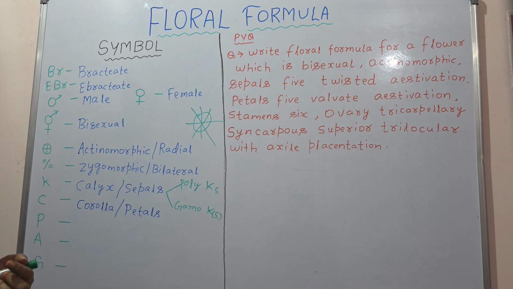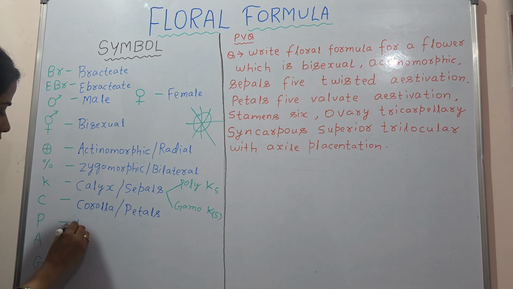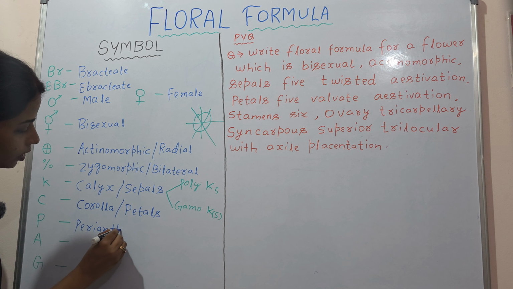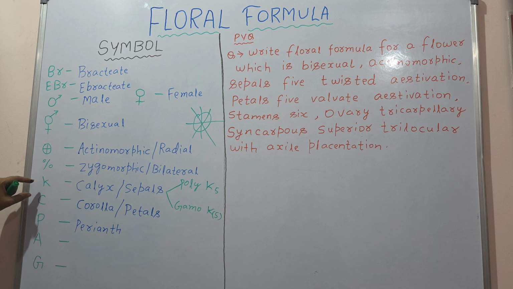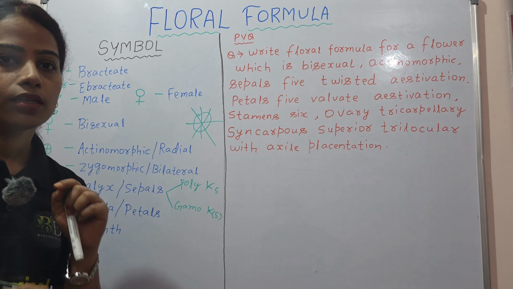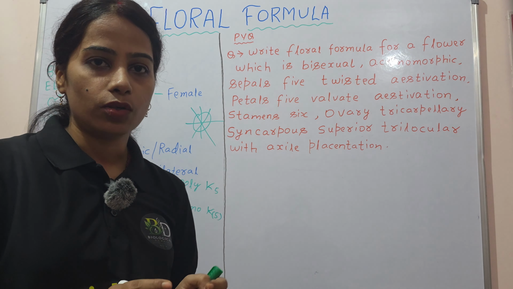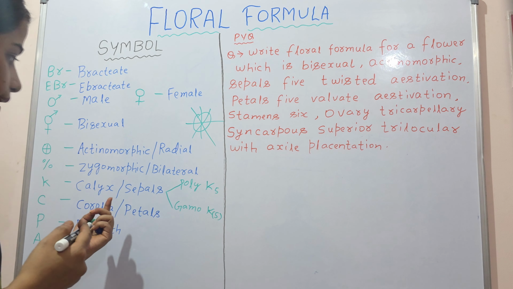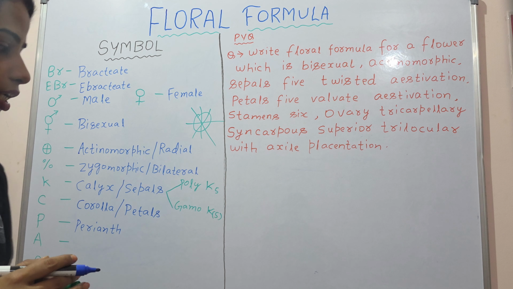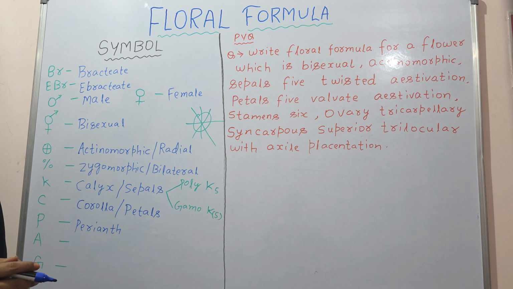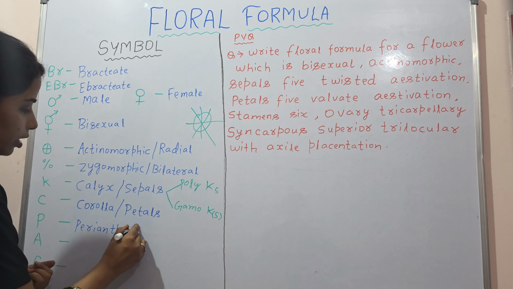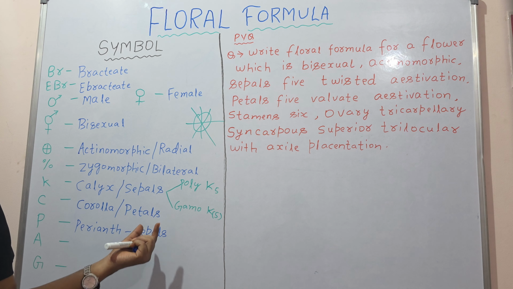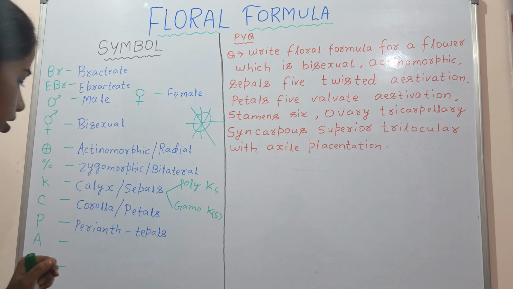Next, P. What is the meaning of P? It's perianth. Perianth means when some flower does not have a separate calyx or corolla, and the calyx and corolla are united in one, then we can use perianth. And we can use another word, tepals. Sepals and petals together are called tepals, right?